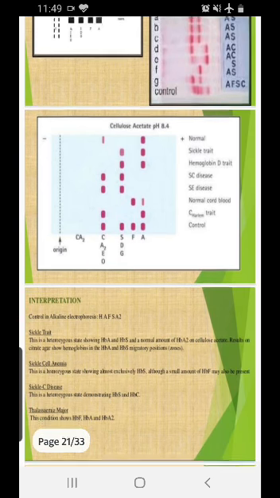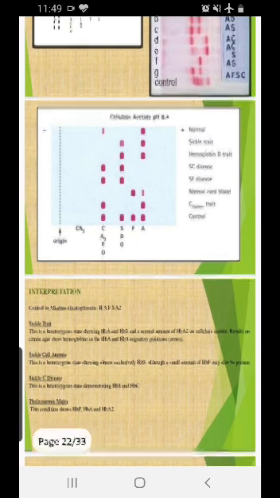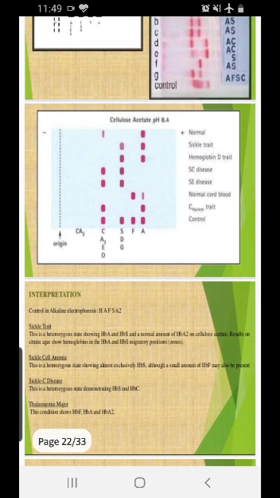Then SE disease. In the normal cord blood, you can see HbF is the majority, and then a small part of HbA is also present. Now if it is HbC, you will see a major band in C, and you will also see a major band in A.